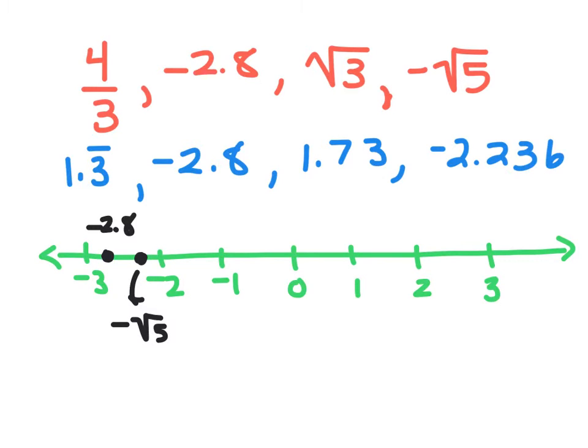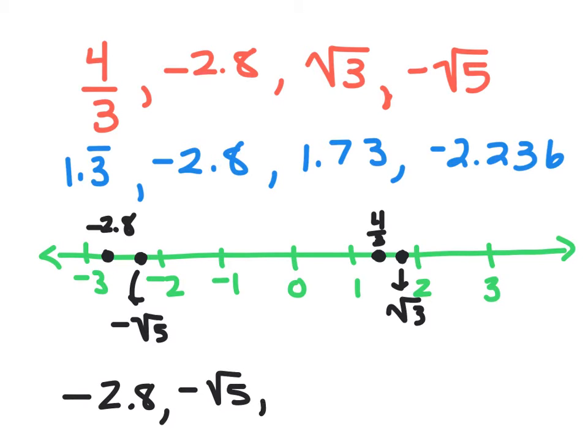Then our next number is 1.3 repeating. So that'll land right around here. So that's our 4/3. And then we have our square root of 3, which is 1.73. And that goes about right here. So placing our numbers from least to greatest, our value then is negative 2.8, negative square root of 5, 4/3, and the square root of 3.